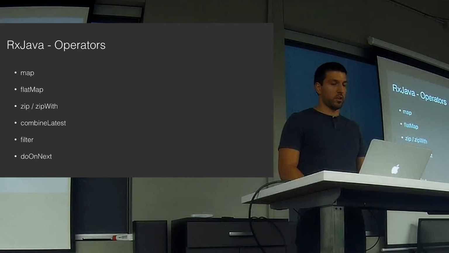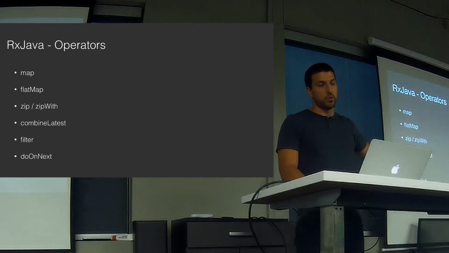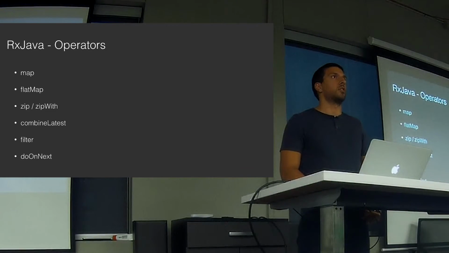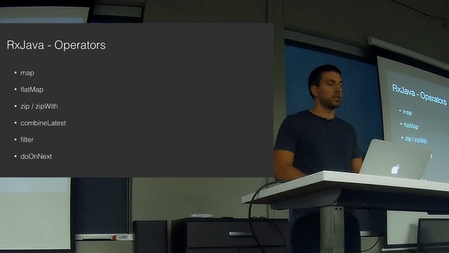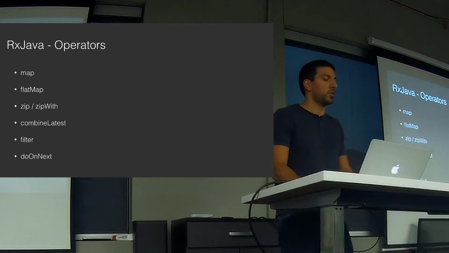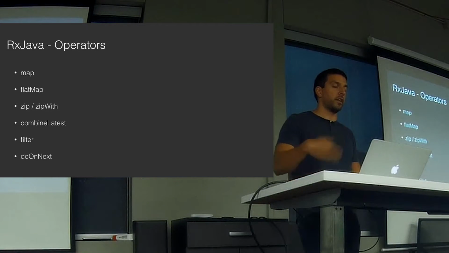And do on next is the other one we looked at earlier, and that just gives you access to the emitted item at some point in the stream. So in our request example, we were making 3 separate requests, but in the subscribe block, we only got the response from the 3rd request. If you needed to do something else with the 1st or 2nd, you can put a do on next somewhere in the stream there, deal with it, and then let the stream proceed.